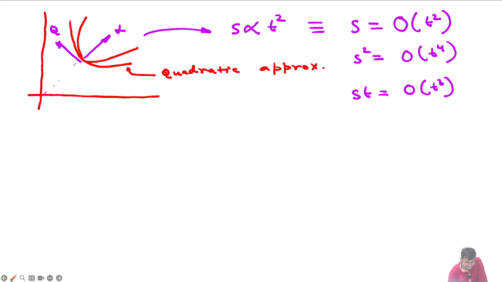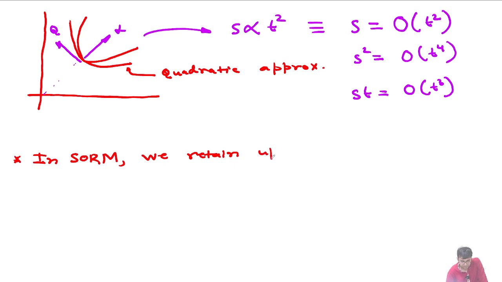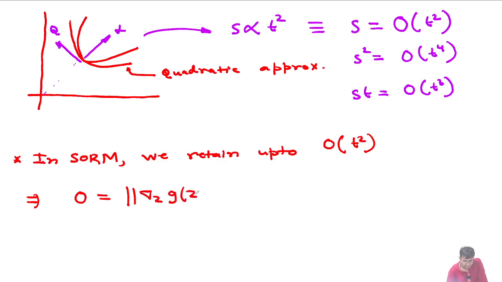So in SORM, we retain up to order of T square. This implies 0 is now equal to, the first term remains as it is, G of Z star multiplied by S plus half.